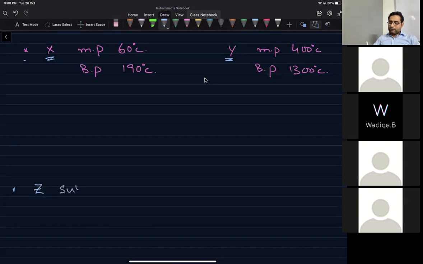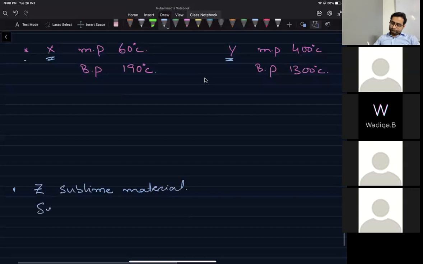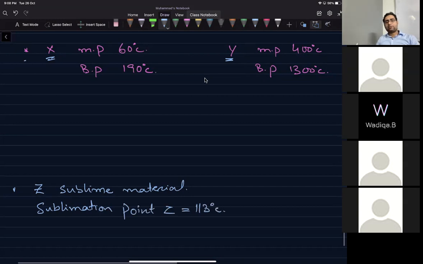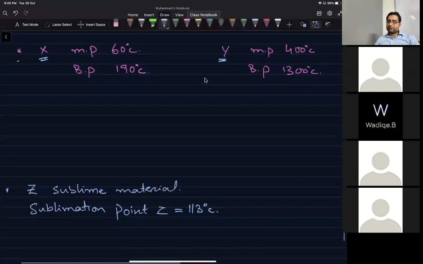Z is a sublime material. And the sublimation point for Z is 113 degrees C. This is a sublimation point. Draw the heating curve for these three substances X, Y, and Z and properly label these heating curves. I'm giving you 5 minutes for this. You have to label each and everything.